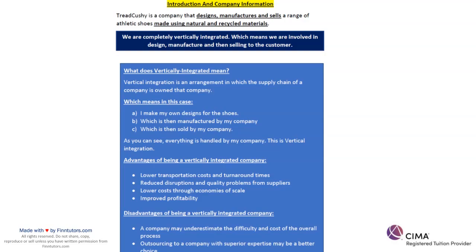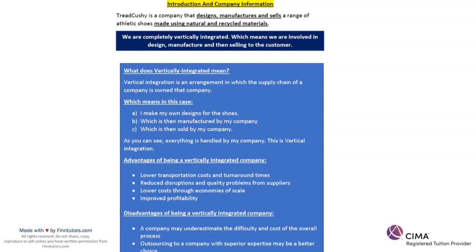Because the pre-seen gave us this information, let's analyse what a vertically integrated company is. Vertical integration is an arrangement in which the supply chain of the company is owned by that company. If I was only designing, manufacturing was someone else, and selling was someone else, that's not vertically integrated. Over here, I am designing, then I manufacture, and then I sell. The entire chain is owned by me. As you can see, everything is handled by my company, so it's called a vertically integrated company.